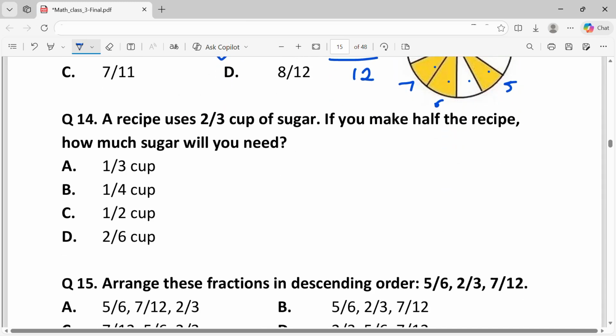Question 14. A recipe uses 2/3 cup of sugar. If you make half the recipe, how much sugar will you need? Halving the sugar, that is 2 by 3 into 1 by 2, which is equal to 1 by 3. That is A, 1 by 3 cup.